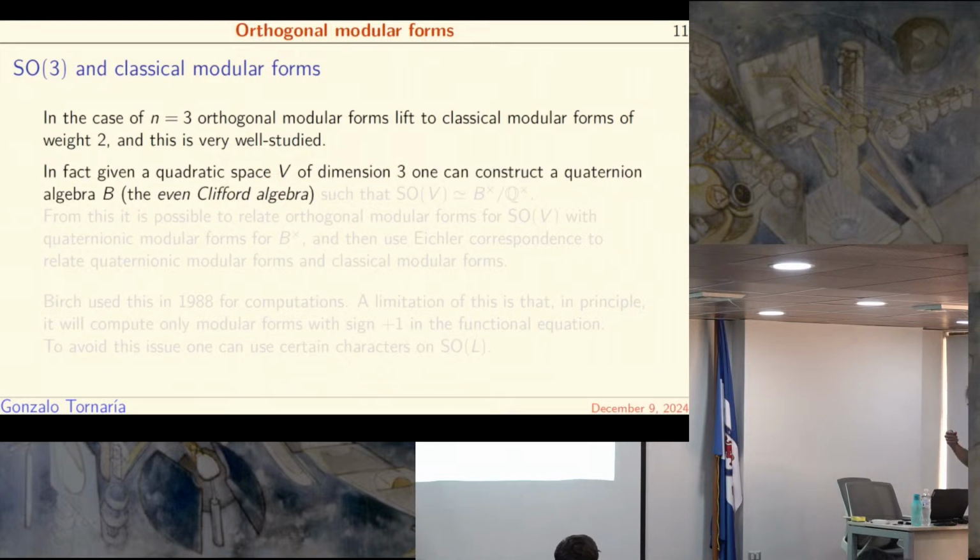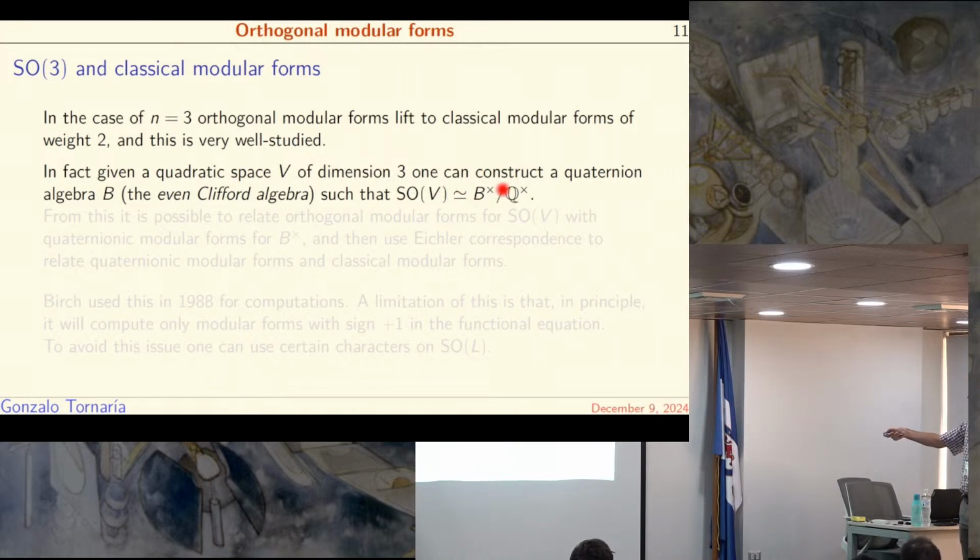If you start from the point of orthogonal modular forms, if you have a quadratic space of dimension 3, you can actually construct a quaternion algebra that corresponds to this space. It's called the Clifford algebra, or the even part of the Clifford algebra. So the Clifford algebra is 8-dimensional, but it has a mod 2 degree, so you just take the even part. But the interesting thing is that the orthogonal group, the automorphisms of V, are just the quaternion algebra, the invertibles mod center. So this is the inverse of the process.